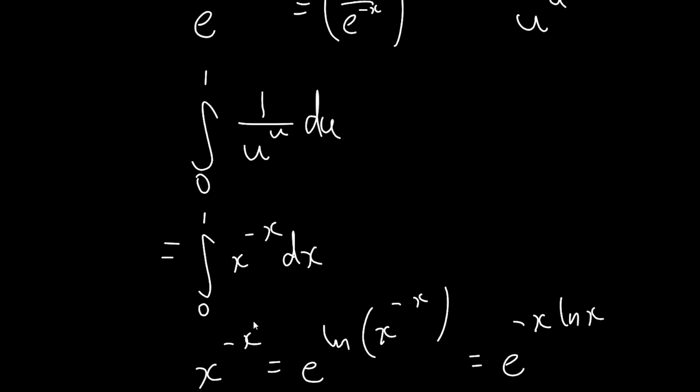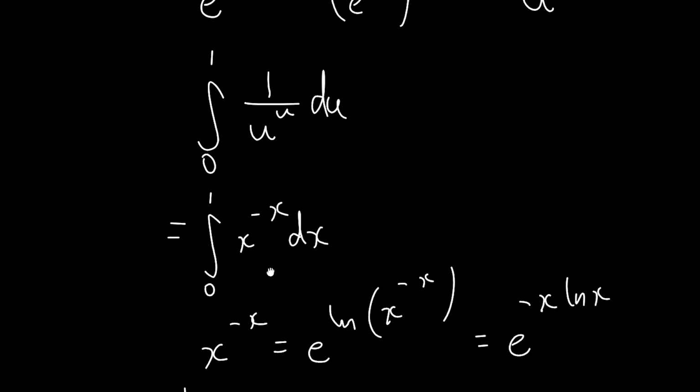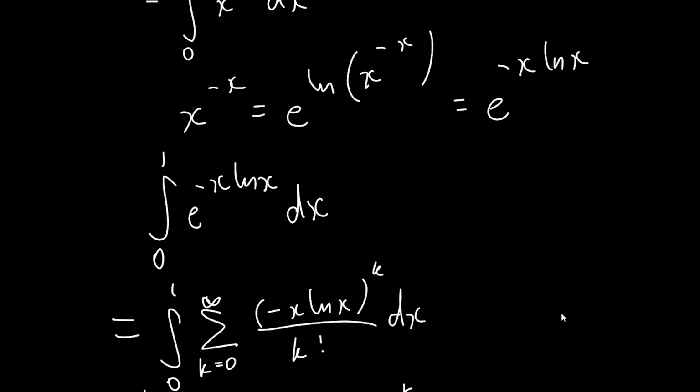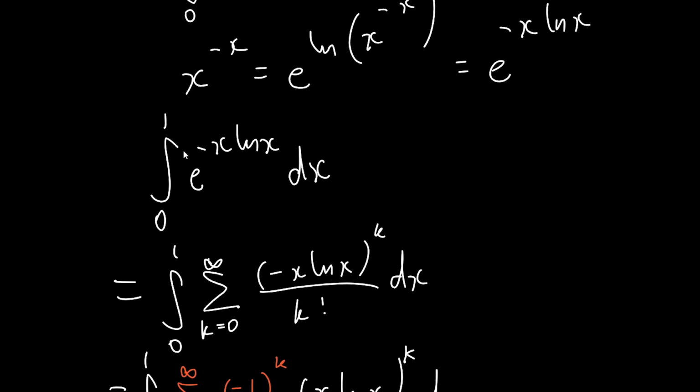Well, we can write u to the u as x to the minus x, because the variable doesn't matter. We can write this as e to the power of ln of x to the minus x. Then we can take the minus x out the front of the log. So you have e to the minus x ln x. Now, we have the integral between 0 and 1 of e to the minus x ln x, and we can write the e to the minus x ln x as its power series.